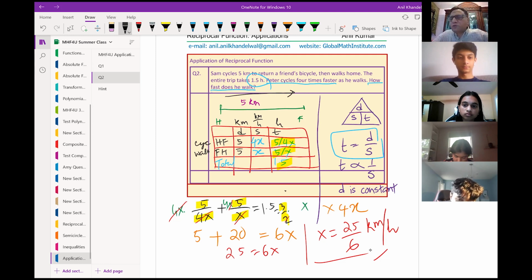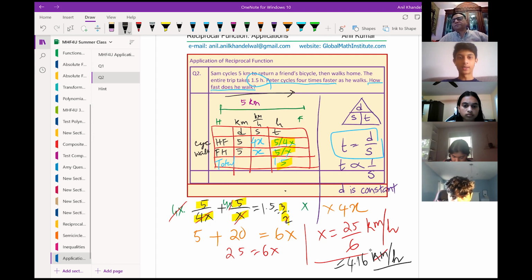Simple equation to solve. Multiply everything by 4x, get rid of the denominator, solve, and you get your solution. x is 25 by 6, and then you calculate your answer. 4 point something you will get. So just do 25 divided by 6, which is 4.16. So you can say 4.16 kilometers per hour. Is that clear? Sir? Yes.